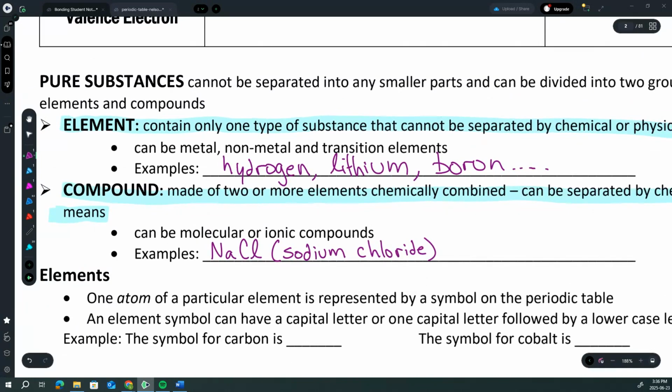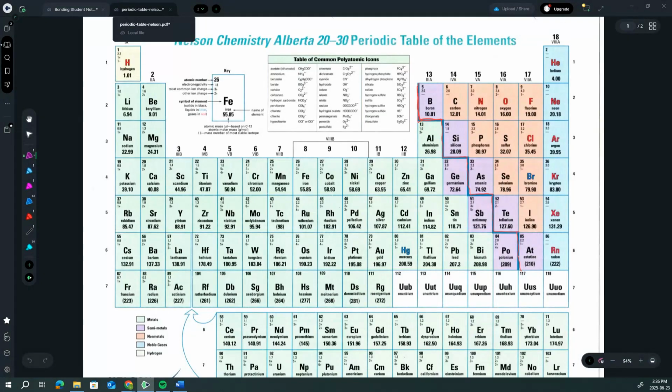This would be an example of an ionic compound because sodium is a metal, so it's to the left of our staircase line right here. So sodium can be found right here, and then chloride is to the right of the staircase line, so it's part of our nonmetals.